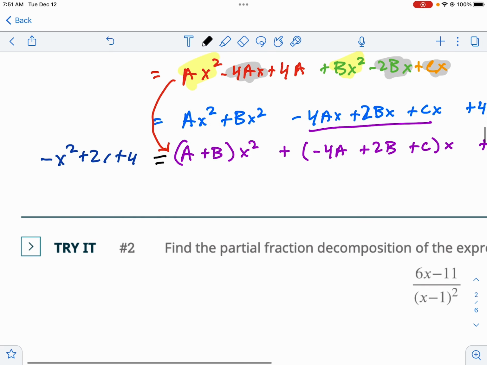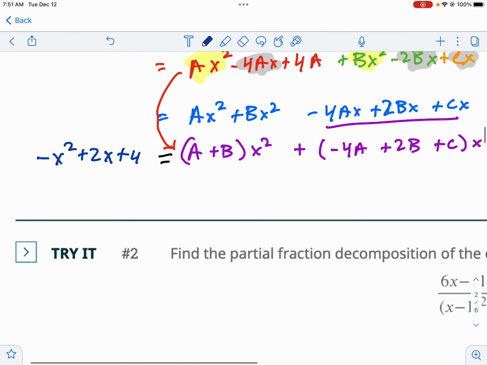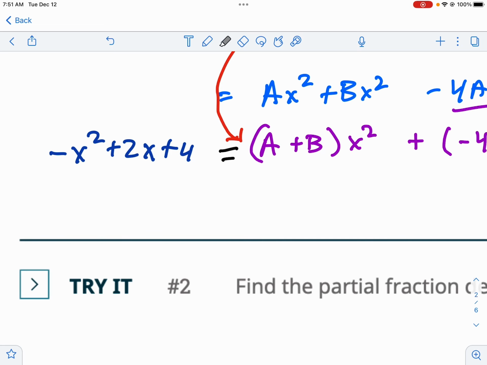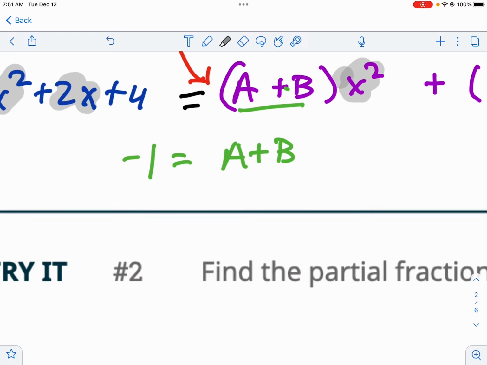So now that I have this, if I use what we did earlier, I can compare. X squared is right there. Therefore, negative 1 is equal to that. And I don't need to compare the rest. I don't need to compare this one and this one. I can, but you don't need to because I know what A and C are.